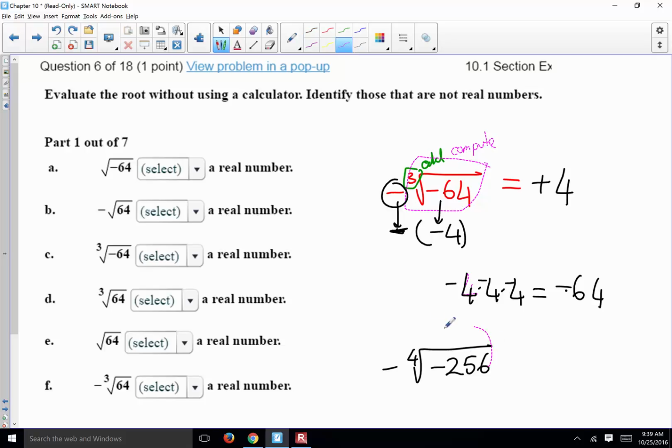Look at this first. Always focus on this. This minus is not our concern. Compute this. What number multiplies itself 4 times to a negative 256? This is an even index. Even index can never multiply into a negative. Not real. You're not even checking the outside side. Okay? Not real.